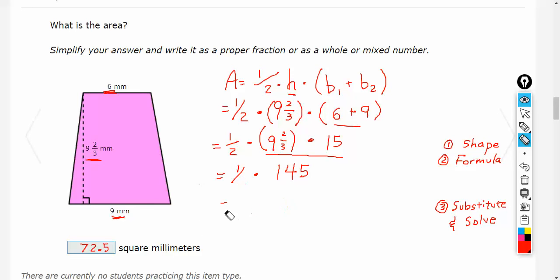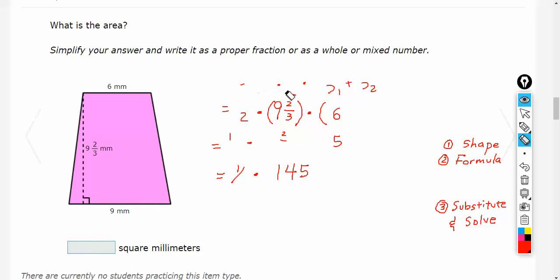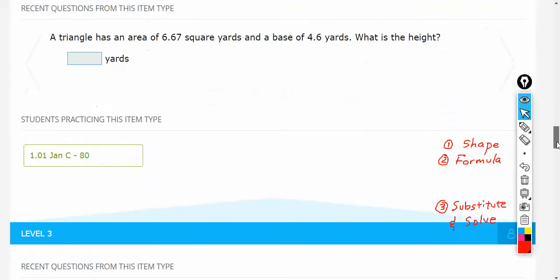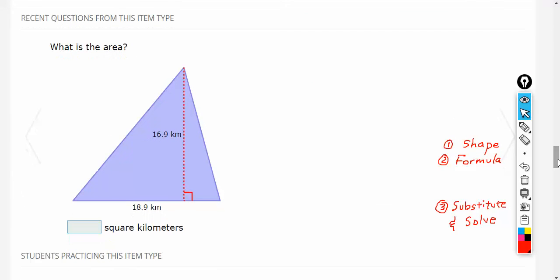I'm gonna go ahead and erase this because I want to keep the steps on the board. Look at the question disappear. Boom, boom, boom. Alright, so now I did a level 5 question. So now I'm gonna go down here to a level 3 question.